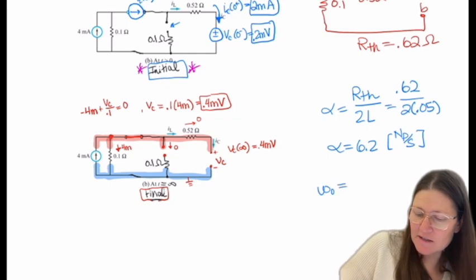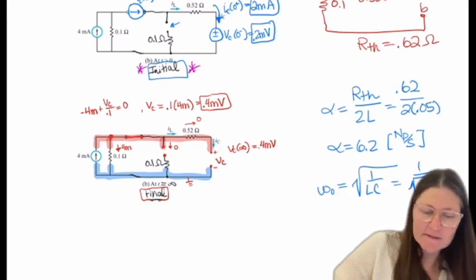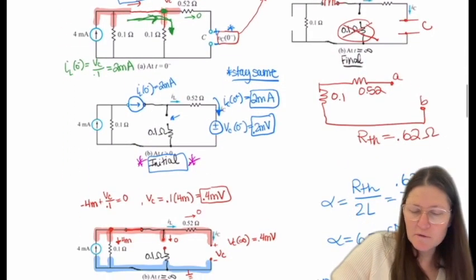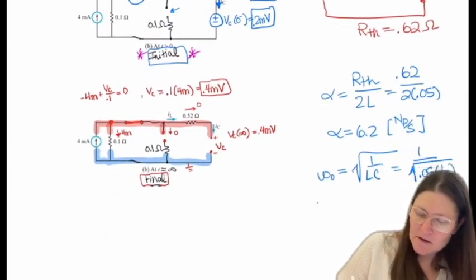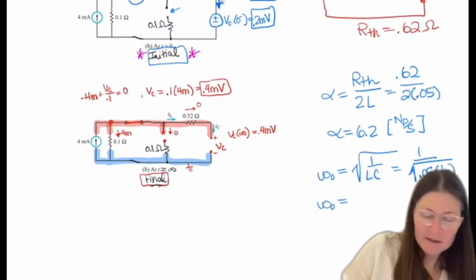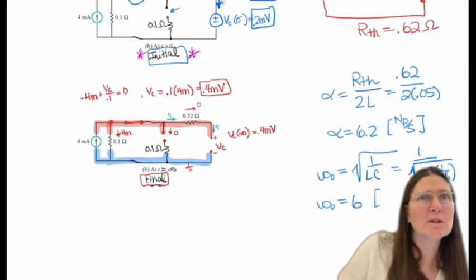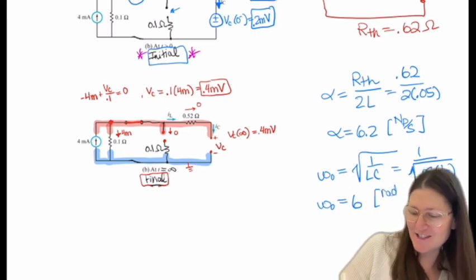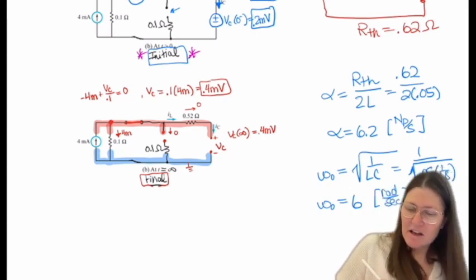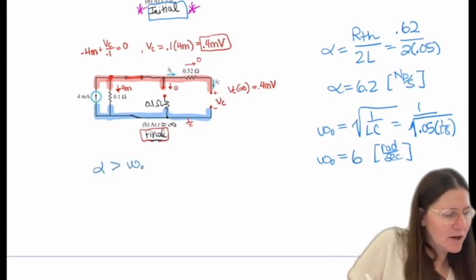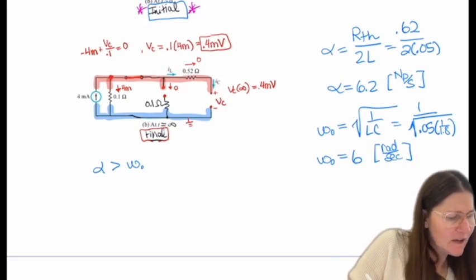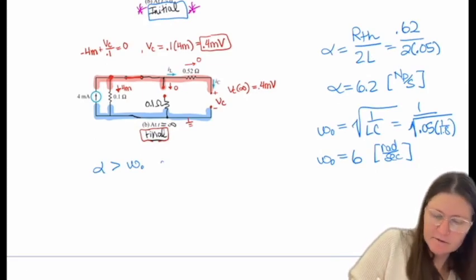And omega naught is the square root of 1 over LC. And so 0.05, and C is 1 over 1.8. So omega naught ends up being 6. And what's the units for this one? Radians per second, great. And then, yes, I see that alpha is greater than omega naught, so this is where the response is overdamped.